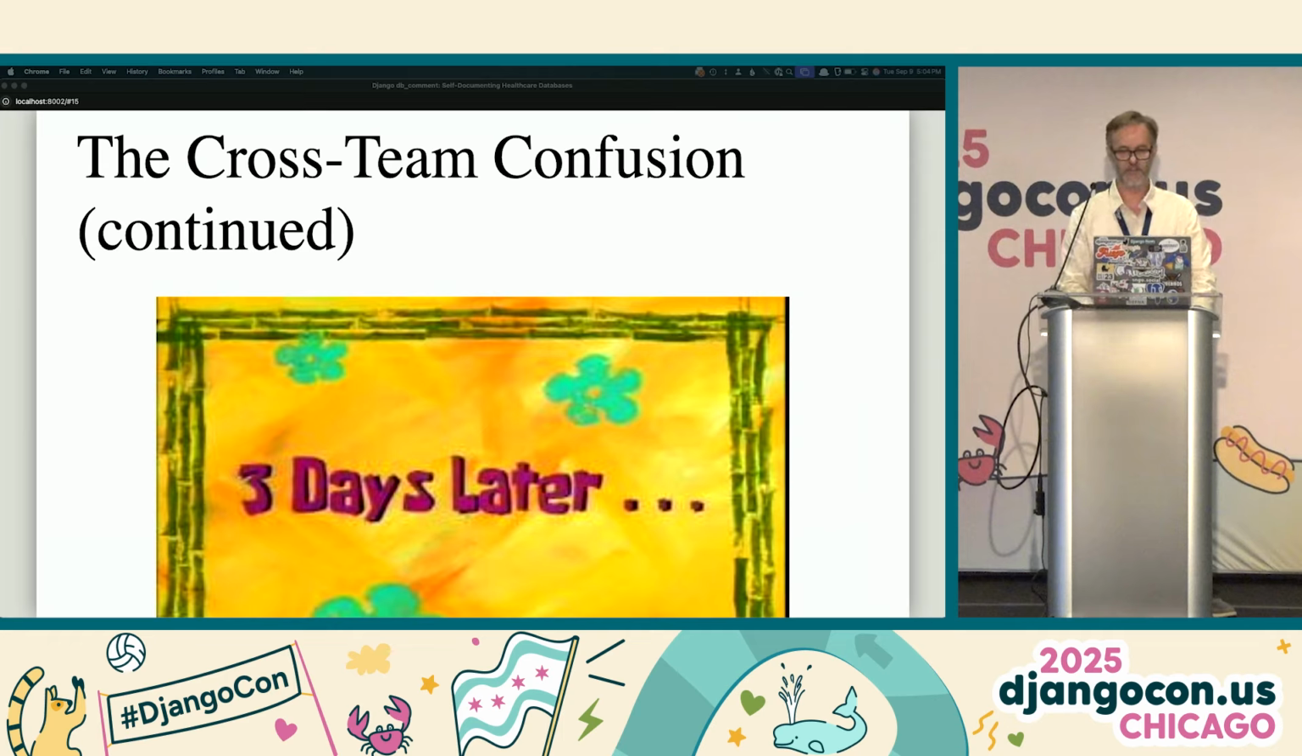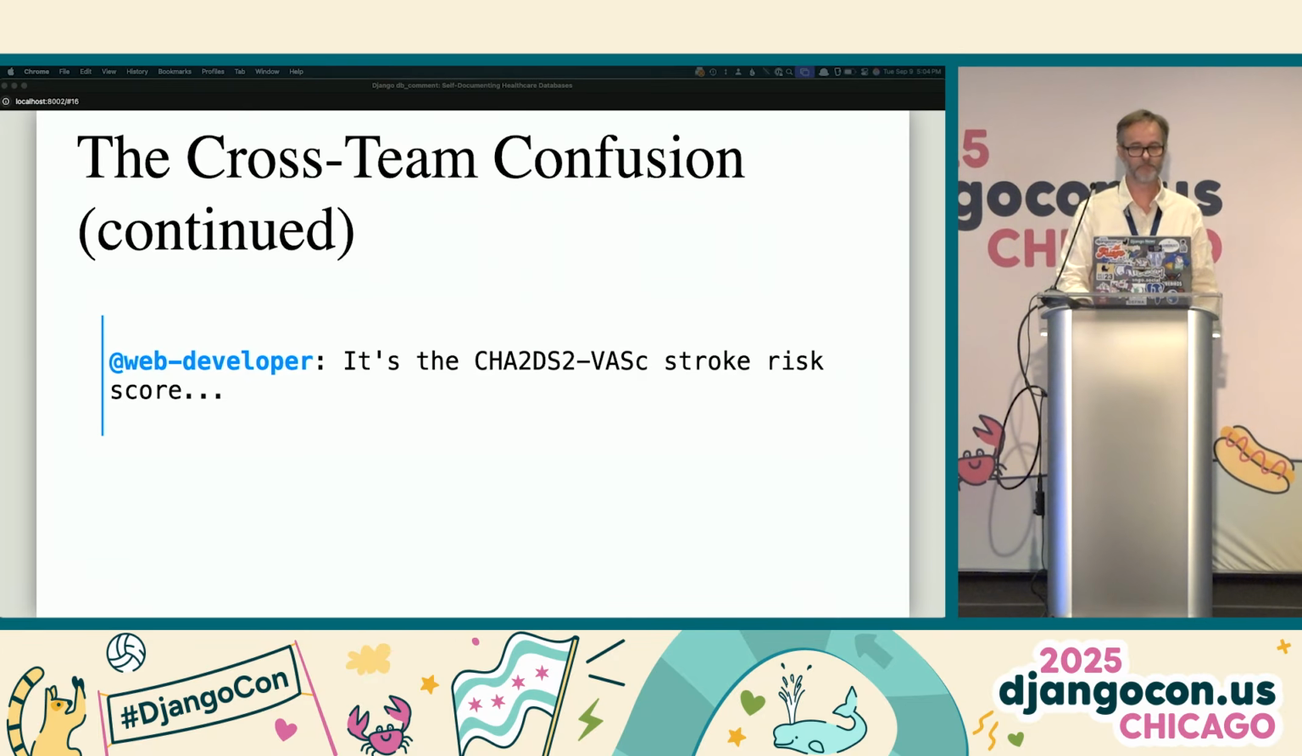Okay, so some amount of time, 3 minutes, 3 hours, 3 days later, the web developer comes back with their answer. Why, it's the CHA2DS2-VASc stroke risk score. How many people in here might know what that means? Right? I've been in healthcare for 17 years. I have literally no idea what this means. Well, I do now.